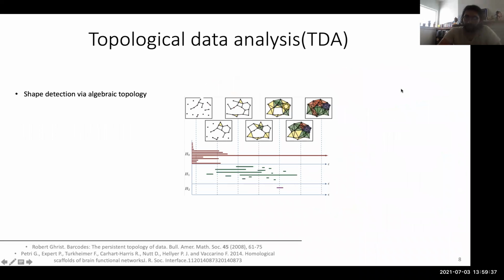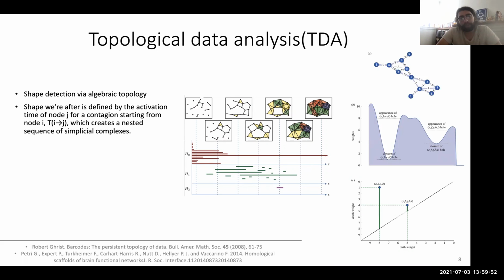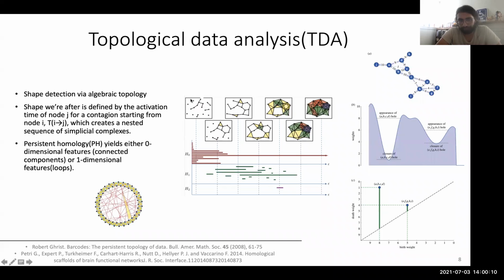Topological data analysis is, in a nutshell, shape detection via algebraic topology, which is a branch of mathematics. And the shape we are after is defined by the activation of a node J for a contagion starting from node I, which creates this nested sequence of simplicial complexes. When I do this for every pair ij, this is going to give me distance matrices, which I'm going to show you in 1 minute. But when I compute the persistent homology on these distance matrices, the result is going to be either loops in the data or the connected components of the data, depending on which dimension you are at.